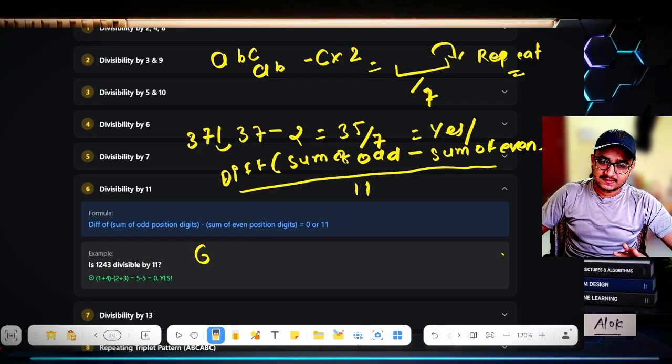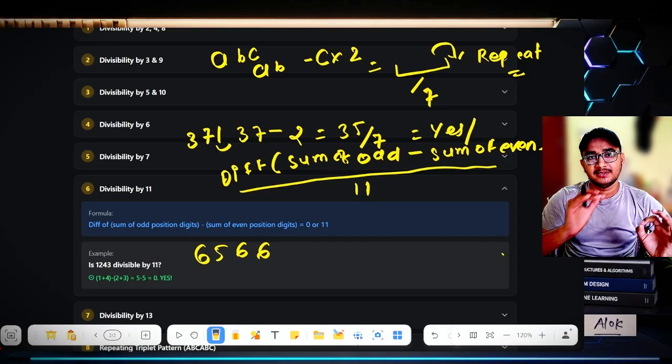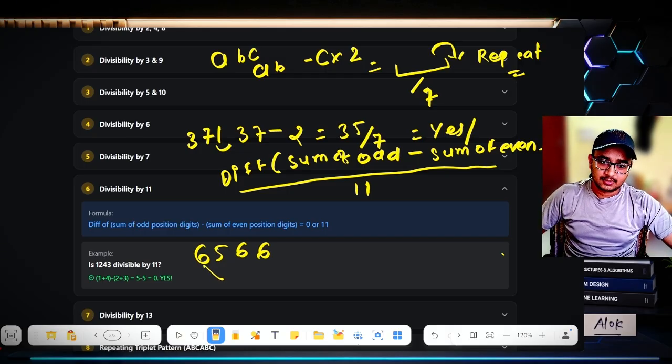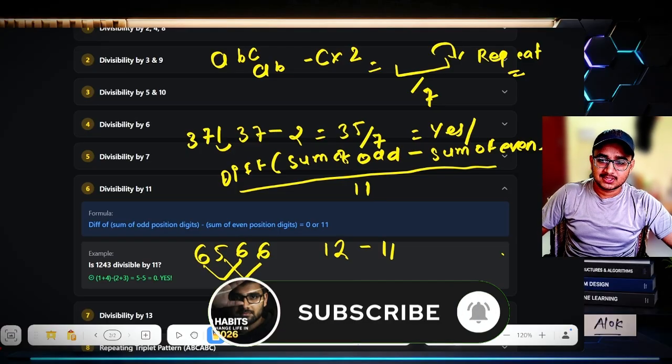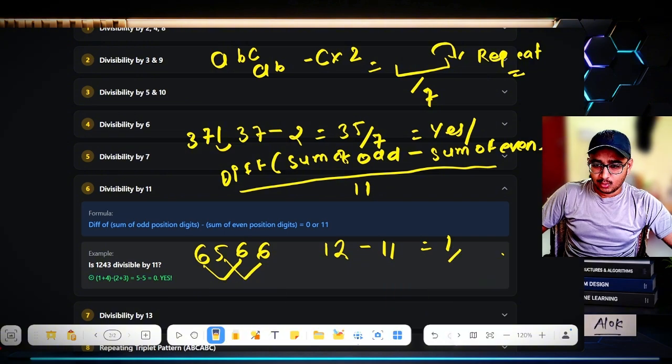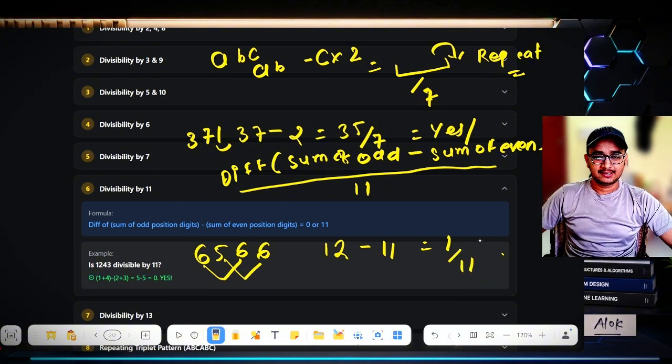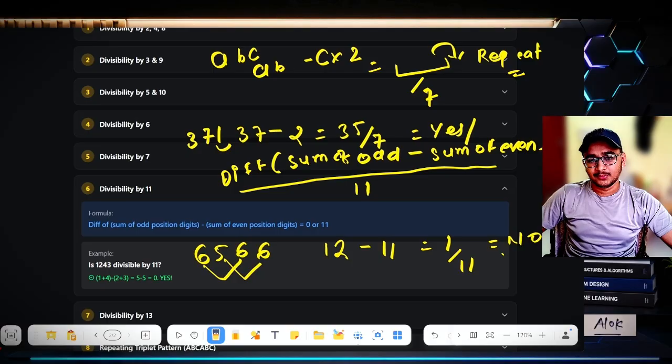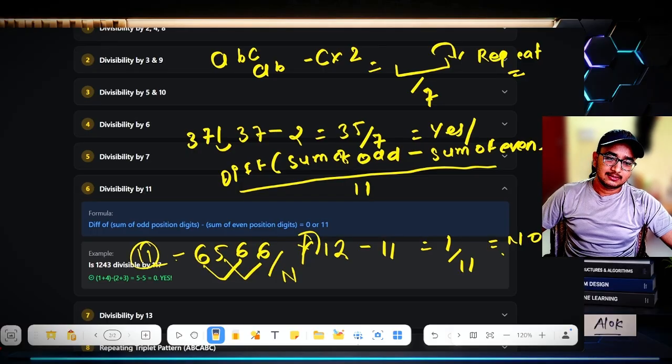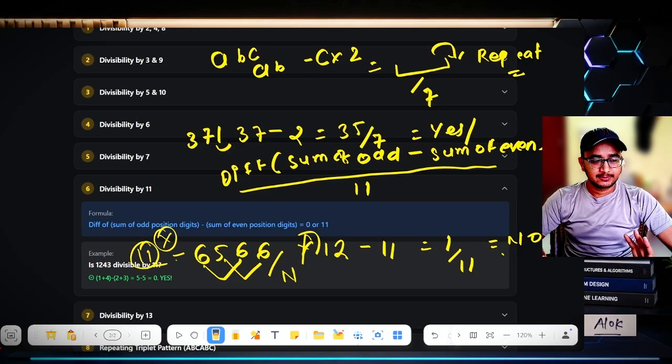Let's take an example of 6, 5, 6, 6. Okay, let's keep it in mind. Sum of odd position digits: what are the odd position digits here? 6 and 6. It comes out to be 12, minus the sum of even position digits, which is 5 plus 6, which is 11. It comes out to be 1. Will 1 be divisible by 11? No, guys, it comes out to be no. And this number is also not divisible by 11. Okay, guys, keep it in mind.